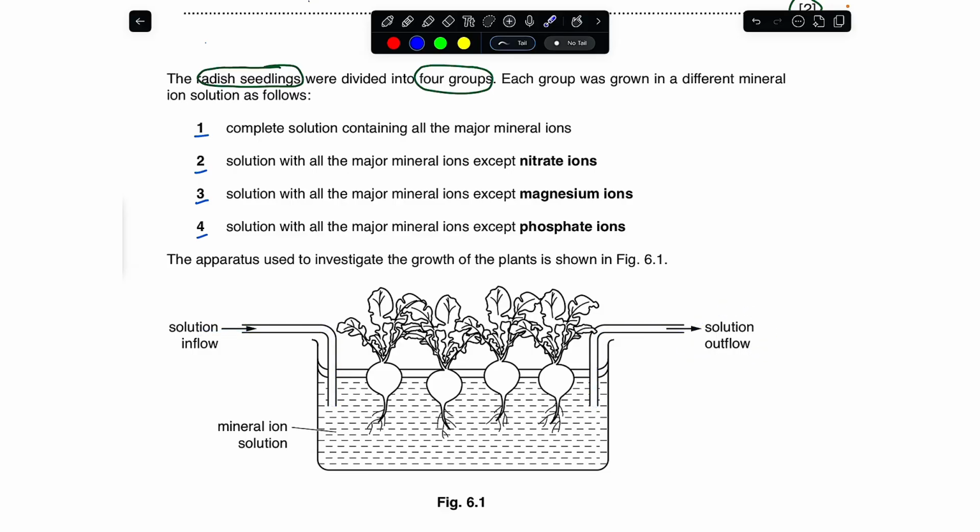Now for the first investigation, this mineral ion solution would have all the major mineral ions, inclusive of the phosphate and the nitrates and the magnesium ions and all of the stuff. When they repeat it for the second time, they provide all major ions, but not the nitrate ions. For the third, they are providing all of the ions, but not the magnesium ions. And for beaker 4, the fourth investigation that they would be repeating, these radishes would be provided with all the major mineral ions, but not the phosphate ions.